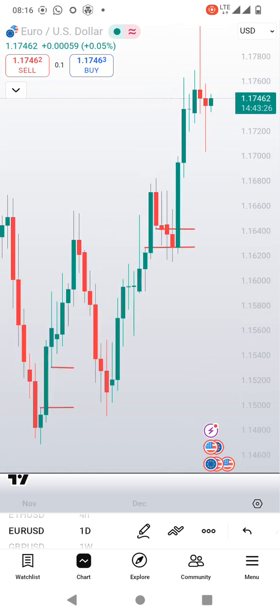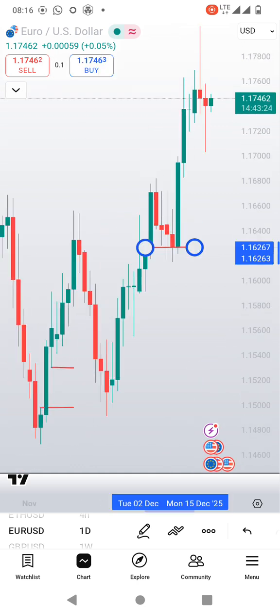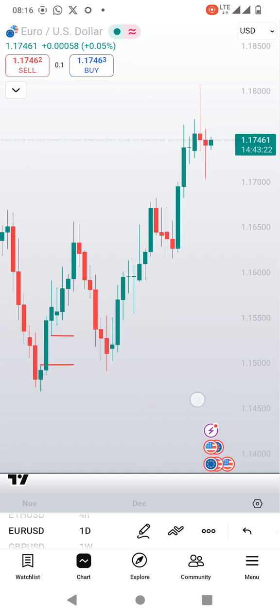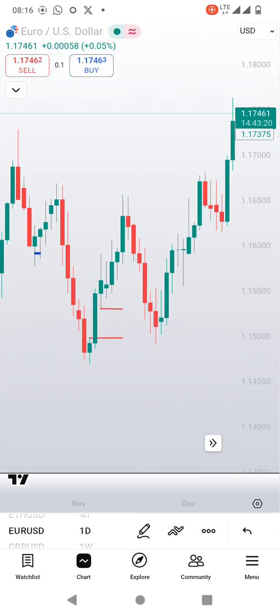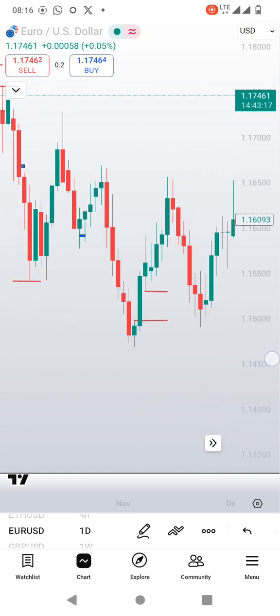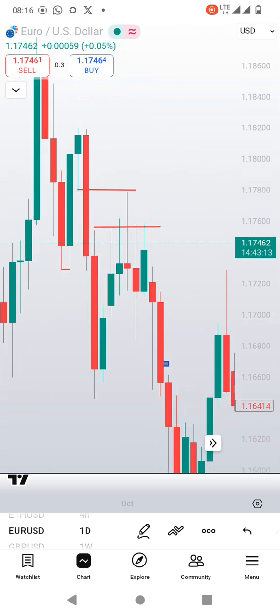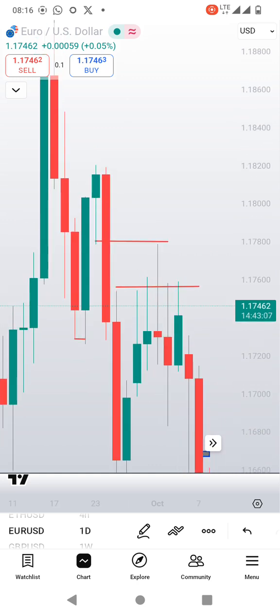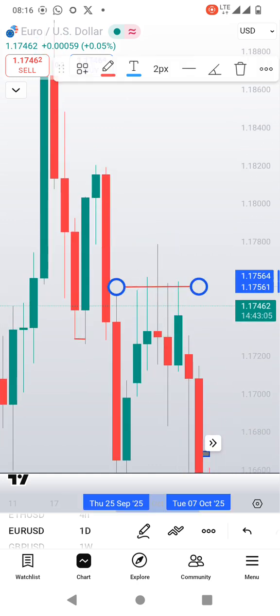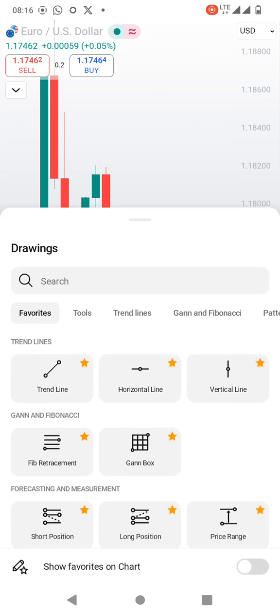We can also check for fair value gap on the bear market, and let me look at a very wonderful example. Okay, this is a very wonderful example. This trade, I took it and I got a lot of pips from it. So let me delete this one that I already marked out and remark it for us.